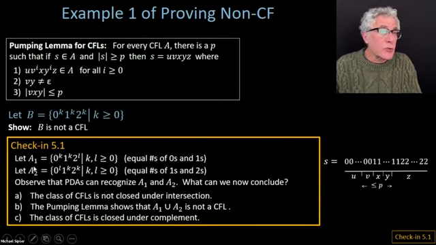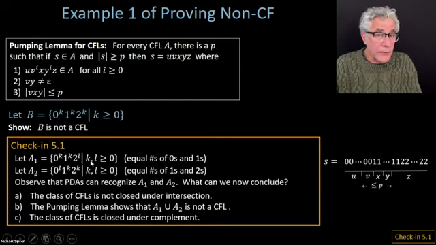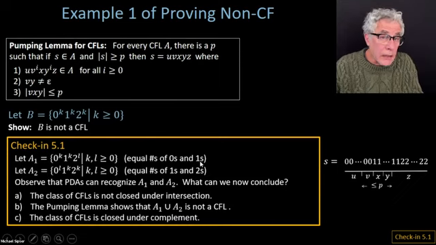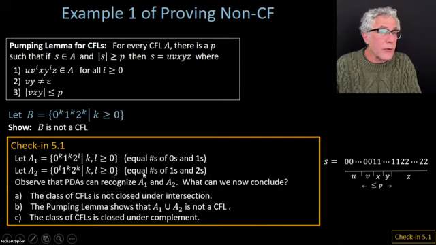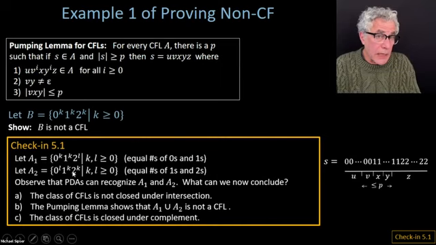So let's look at these two languages, A1 and A2, which look very similar to B, but a little different. A1 is 0 to the K, 1 to the K, 2 to the L, where K and L can be any non-negative numbers. So the number of zeros and ones are equal, but the number of twos can be anything. Whereas A2 is similar, but here we're requiring the number of ones and twos to be equal, and the number of zeros can be anything.